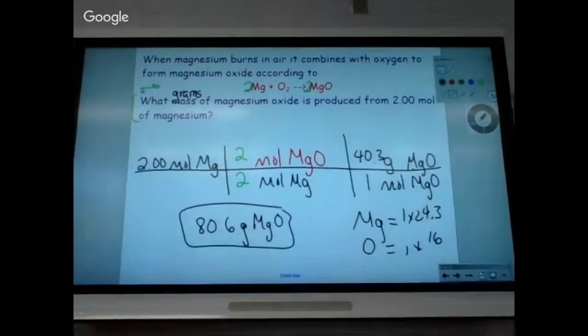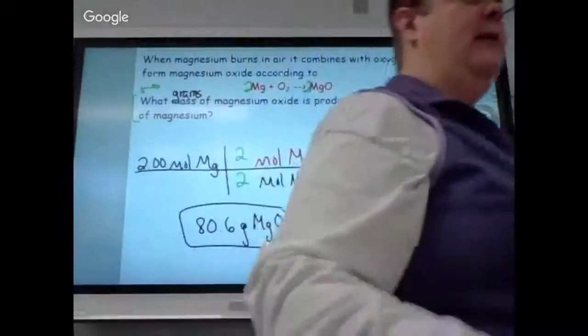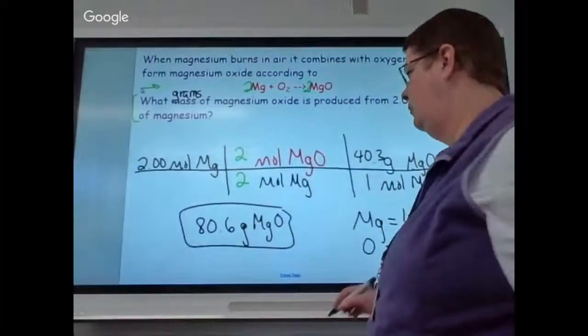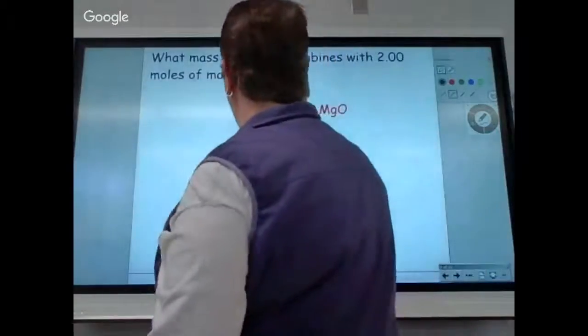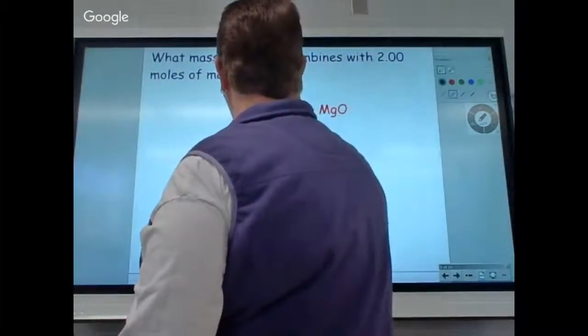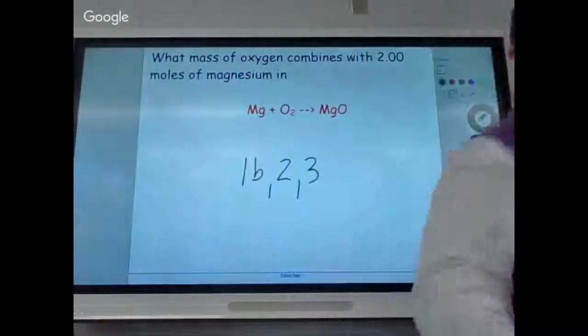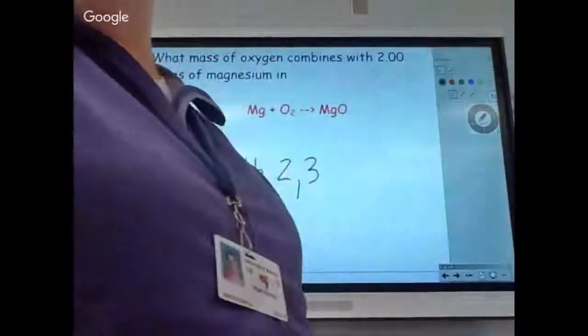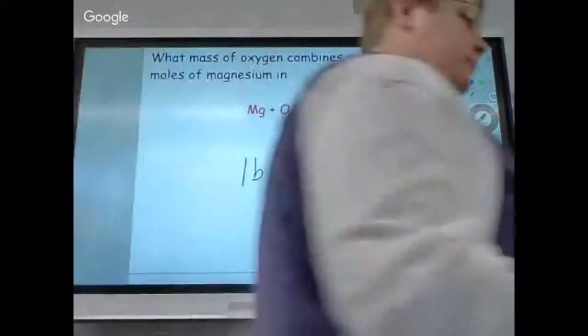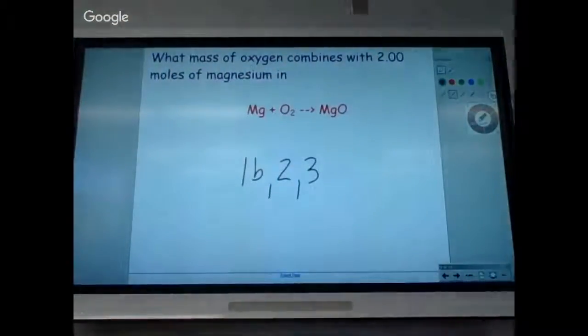You got last night's homework? Find the backside. That's where our practice is for this. Are you actually going to check this? We're just going to do it now. We're going to do 1B, 2, and 3. Yep, 1B, 2, and 3. Then put it away. Do 1B, 2, and 3.